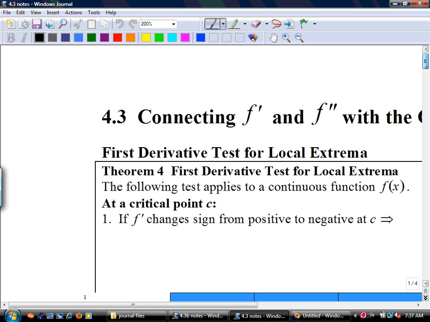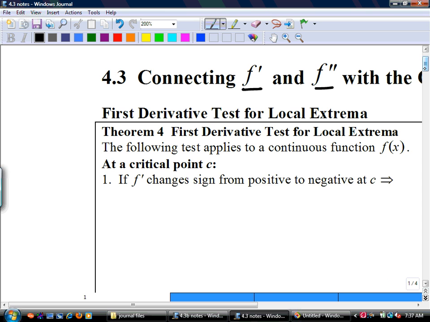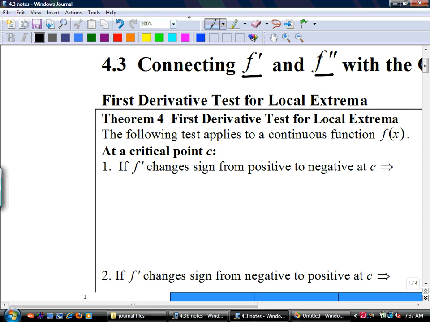So this is all about connecting the graphs of the derivative and the second derivative with the original function. The following test applies to a continuous function f of x. At some critical point c, if the derivative changes sign from positive to negative, what we're saying here is the slope is changing from positive to negative.